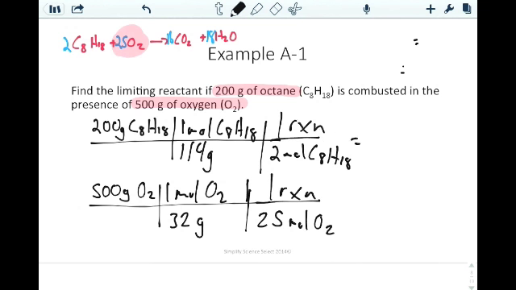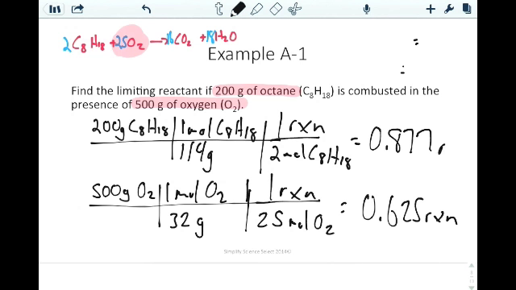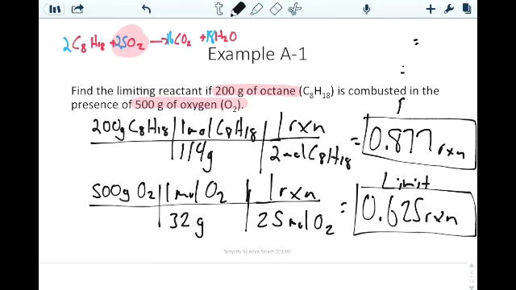Okay, so when we're looking at this, in one reaction, what we need to use for the octane is right around 0.877 in a reaction. And for oxygen, we're going to use up and need 0.625 in a reaction. So whatever's less in the reaction, that's going to be limiting. So here's our limiting, and here's our excess.